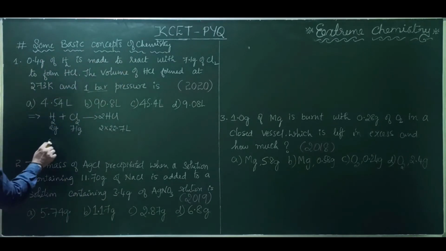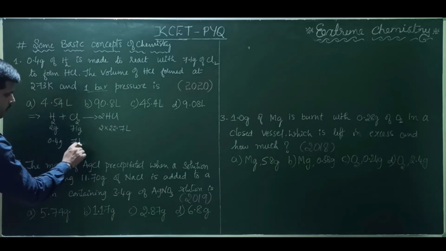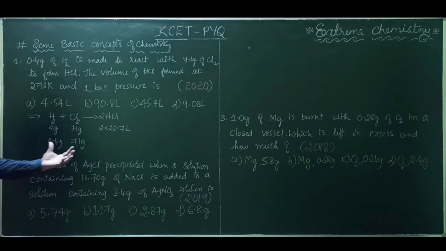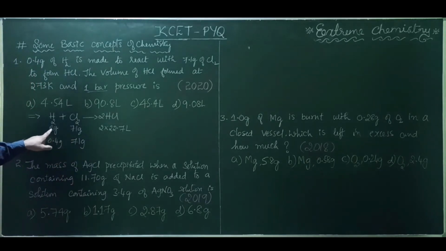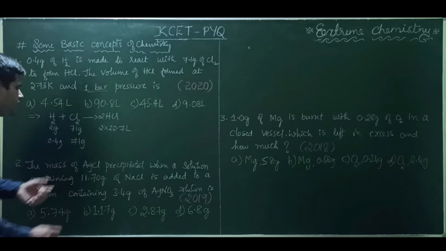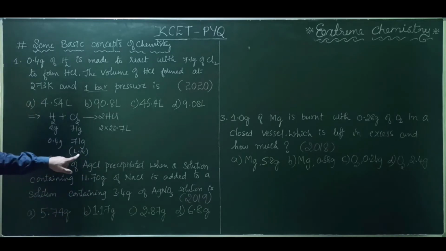Now let us write the given data. 0.4 gram of hydrogen is made to combine with 7.1 gram of chlorine. Now will you identify the limiting reactant? Yes, easy. Because 2 gram requires 71 gram, 0.2 gram requires 7.1 gram. But I'm having 0.4 gram, an excess. So H2 will become the excess reagent, and Cl2 is the limiting reactant. Let me write LR, limiting reactant.